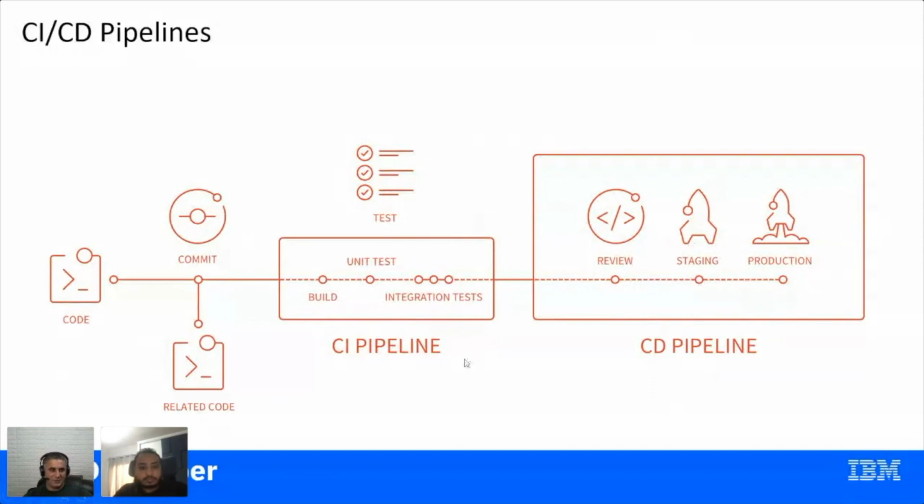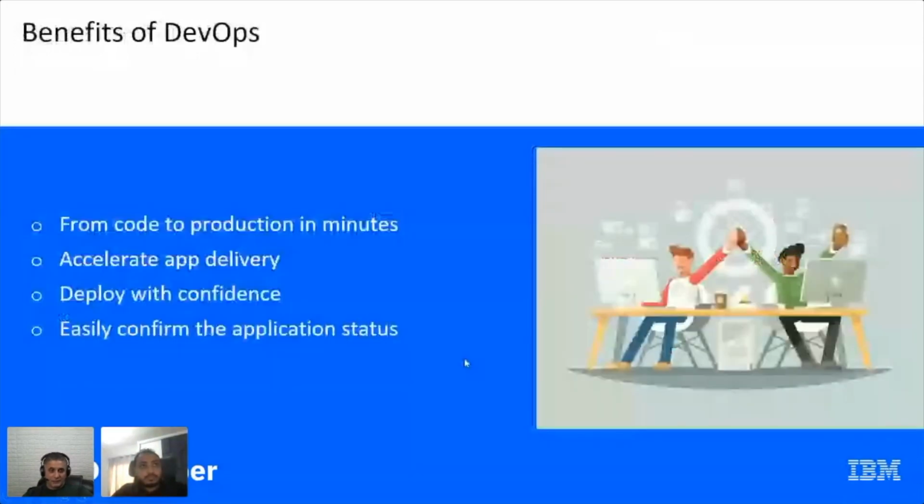All right, so that's pretty heavy into that. So what are the benefits of DevOps? So you can go from code to production in minutes if you want. It obviously accelerates app delivery. You can deploy with confidence because everything is going through the same process.